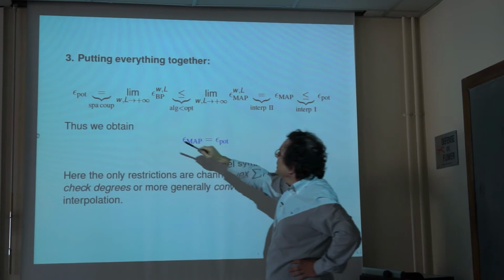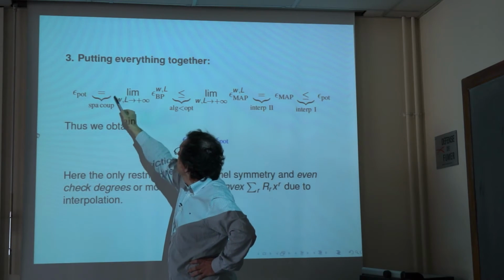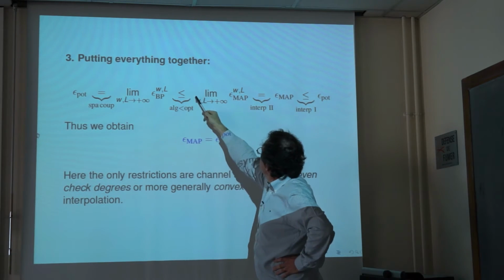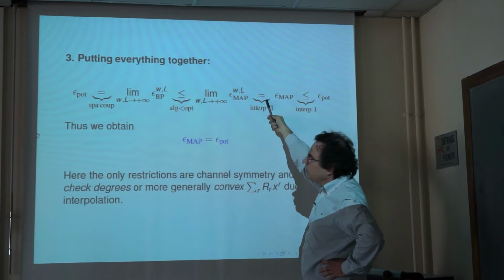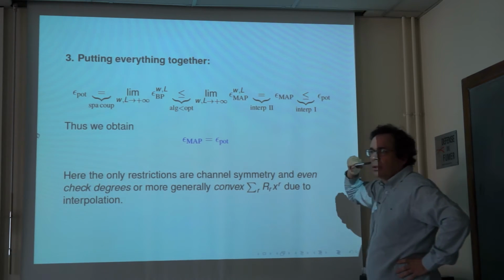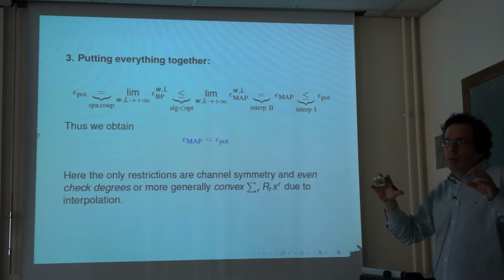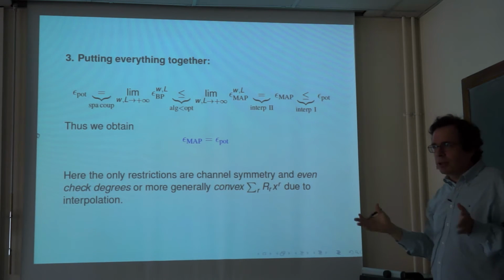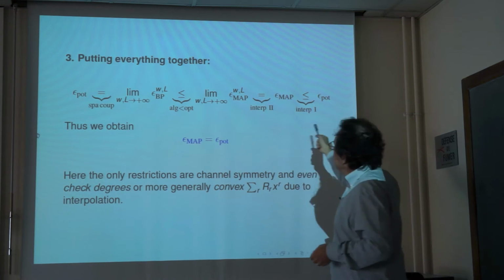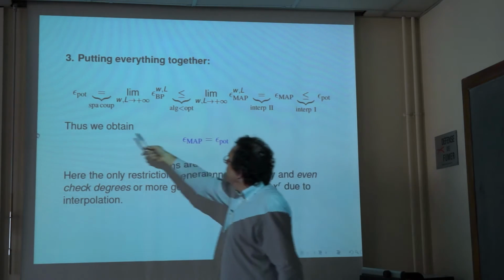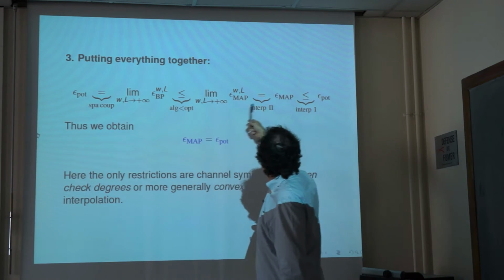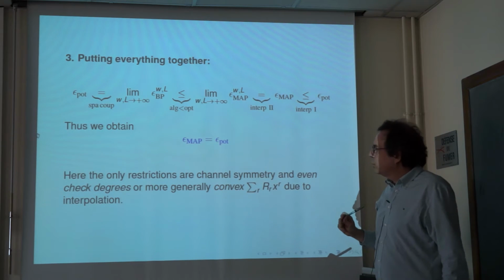So what is new is this step. This is easy, and what is new is also this step. And also what is new is to put everything together and get the idea, okay? But that is the strategy. In fact, so finally you obtain that epsilon potential is equal to epsilon MAP because it's sandwiched here.